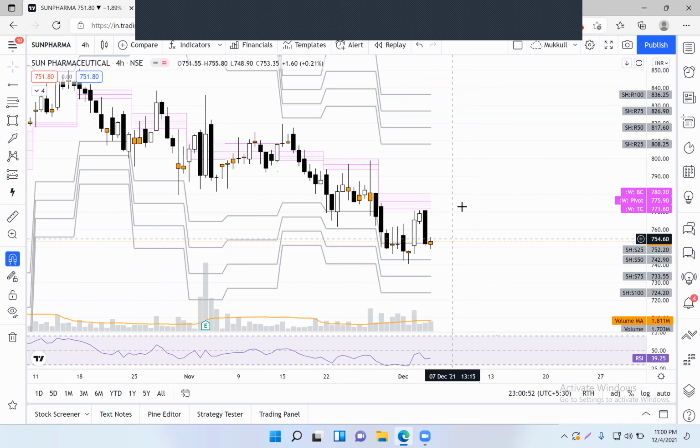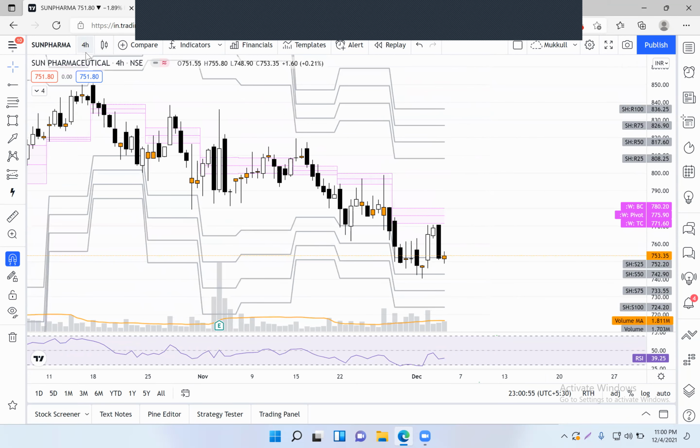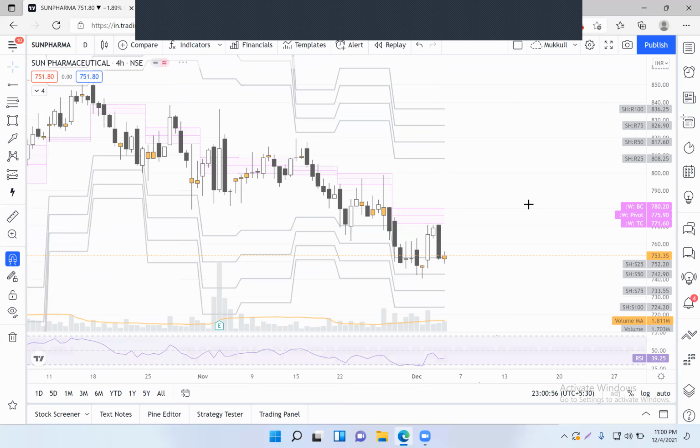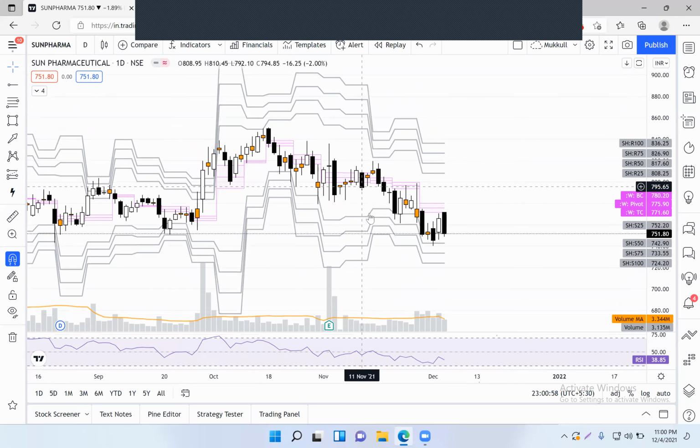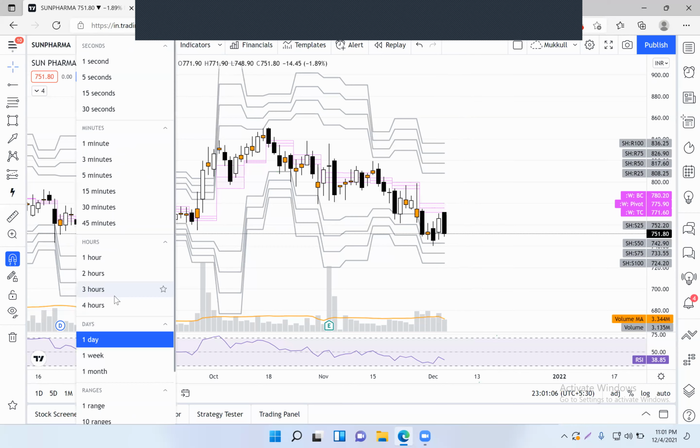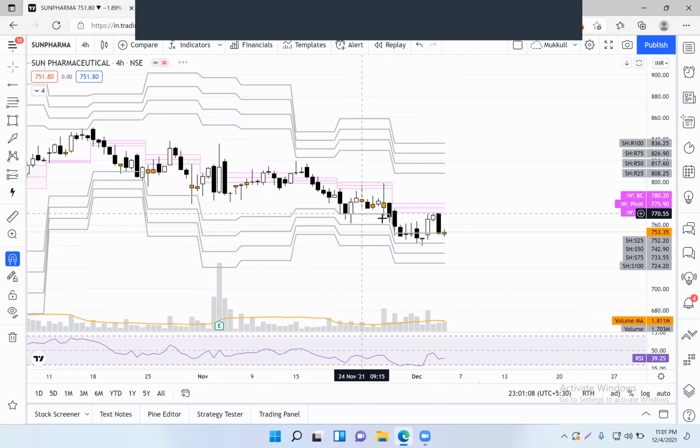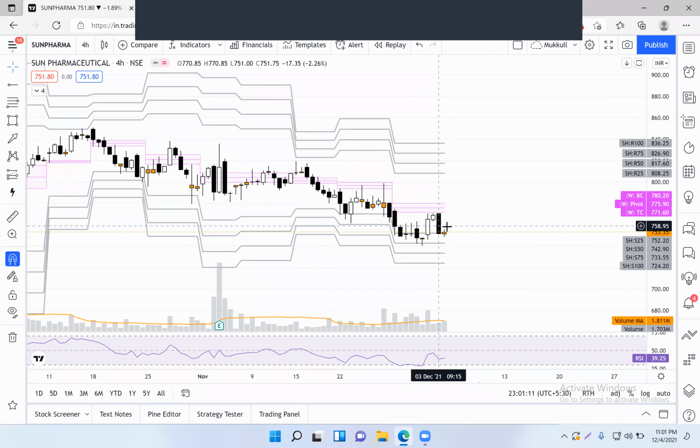So Sun Pharma also you can look out. The only reason for not using daily is because you see these are complete candles, right? By the time that move comes, you might miss that particular thing. It is showing you this here, but on 4 hours you can see it more clearly, right? Just for the sake of this particular candle.